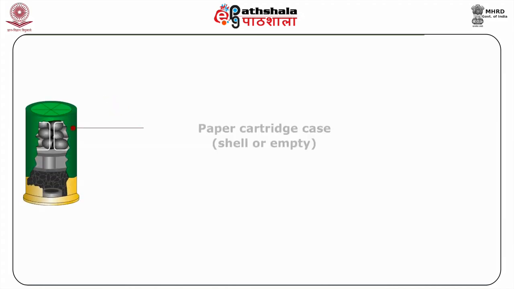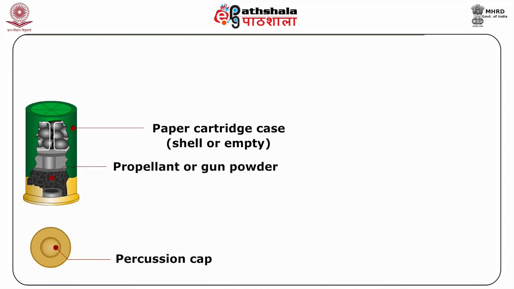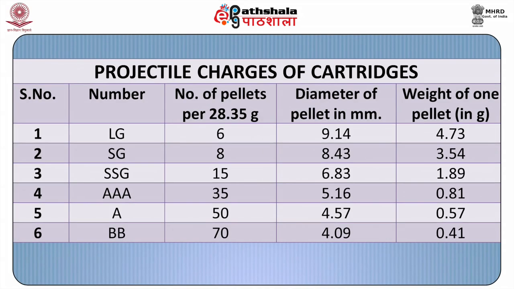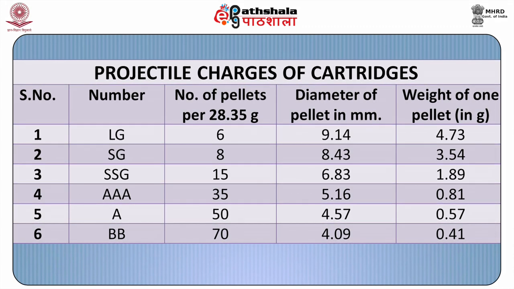A. Paper cartridge case, shell or empty. B. Percussion cap. C. Propellant or gunpowder. D. Spherical ball or lead pellets. E. Overshot wad, undershot wad, air cushion wad and overpowder wad. The projectile charges of cartridges are further classified, which is given in the following table.